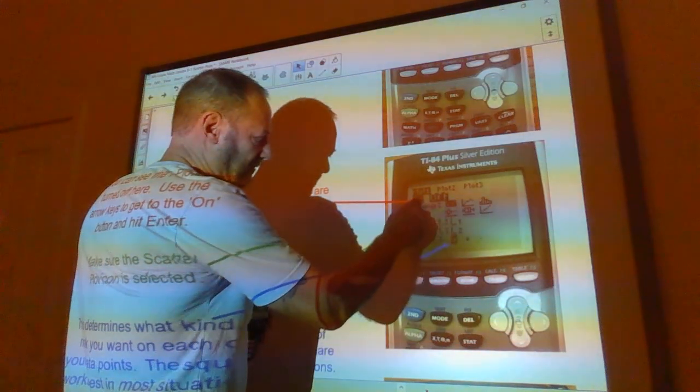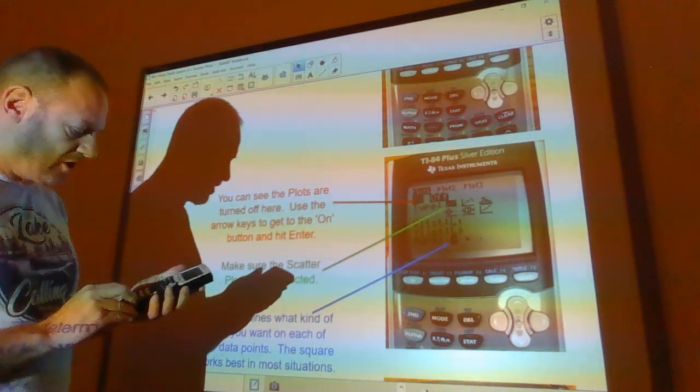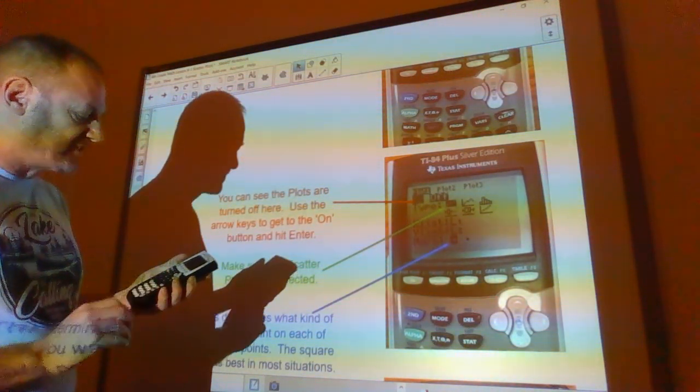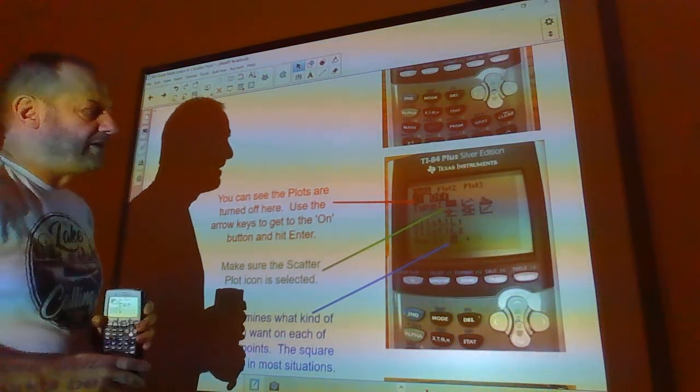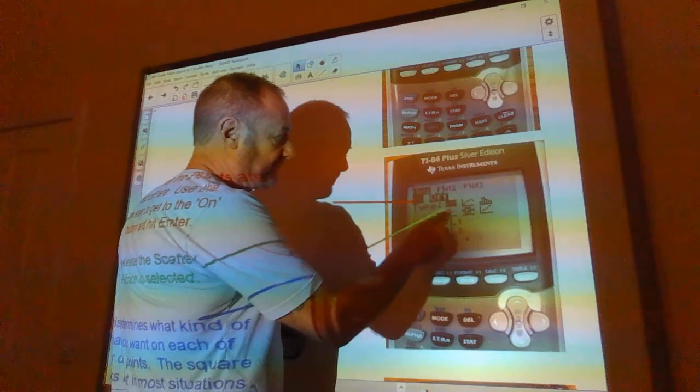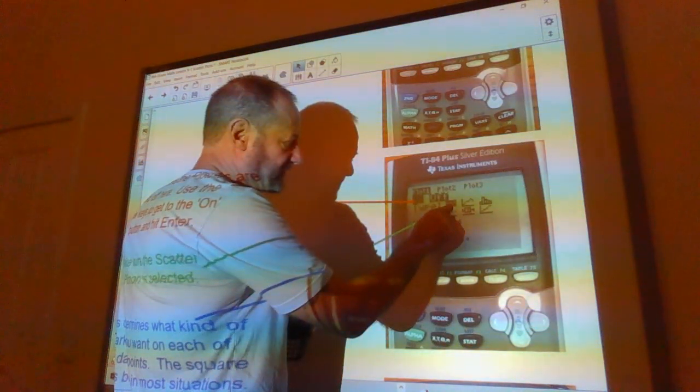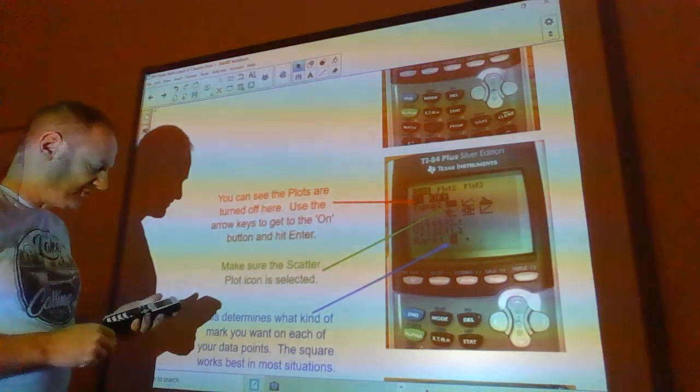It says off. I want to arrow to the left and turn it on. I'm going to arrow to the left and hit enter so that it says on. Okay. Now, this gives me all kinds of different graphs. This is the one I want. This is a scatter plot right here. It's the one with the little dots.